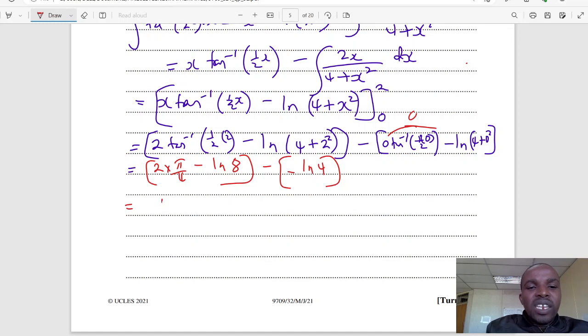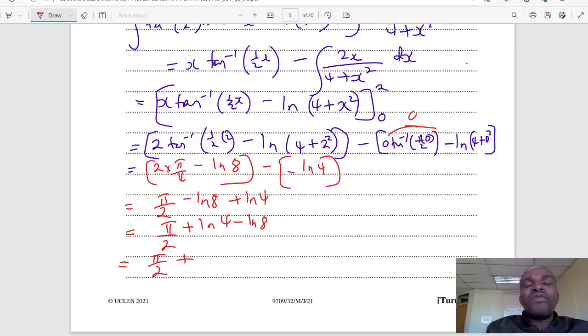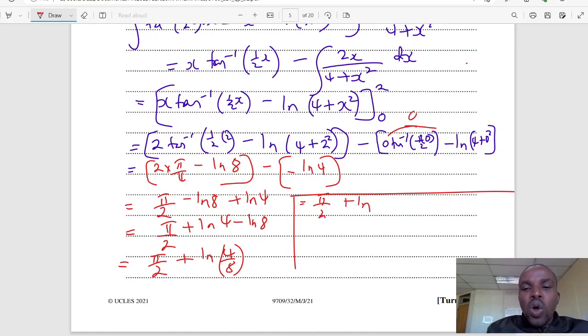Then you can simplify to pi over 2 minus ln 8, then plus ln 4. Simplify further, you get pi over 2, then apply the law, you can say plus ln 4 minus ln 8. Start with the one that is positive. It's actually ln 4 over 8, that is ln half. If you can simplify, it will be pi over 2 plus ln 1 over 2.